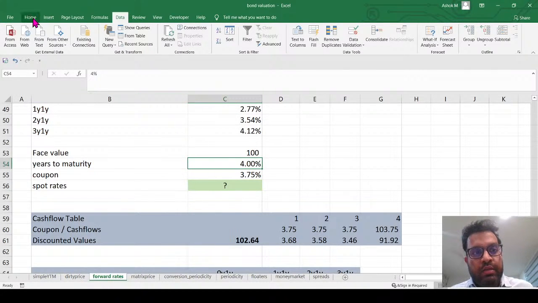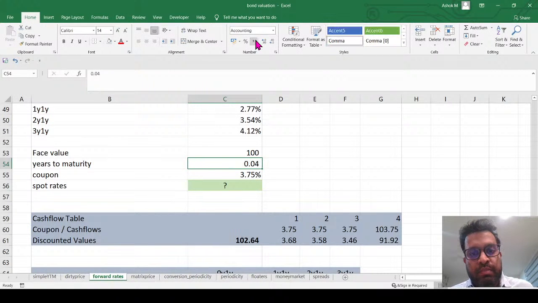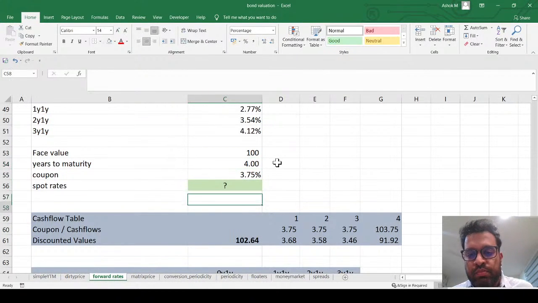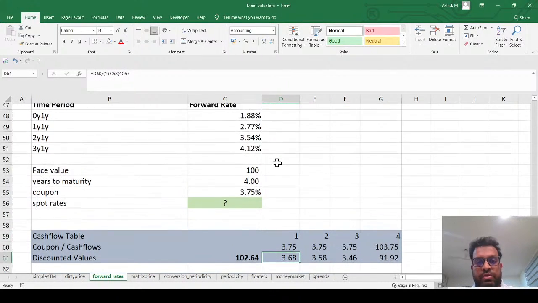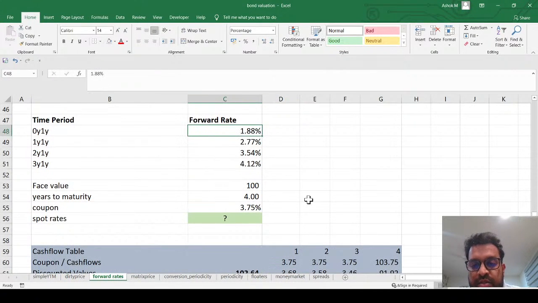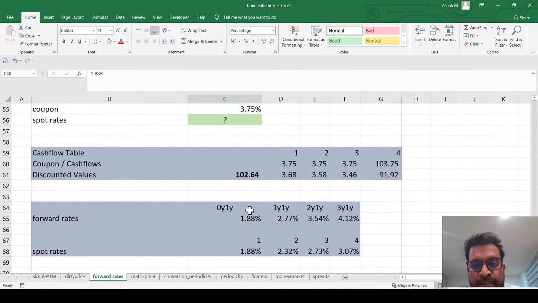Years to maturity is 4 years, 3.75% coupon. It's an annual coupon, so 3.75, 3.75, 100 and 3.75. You have got discounted values, but how are we arriving at these discounted values? We are supposed to take these forward rates. So I have a small table below.